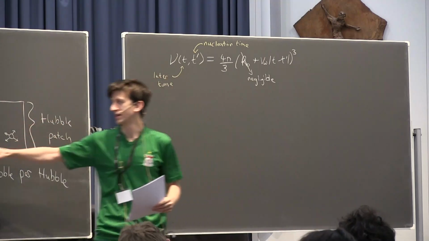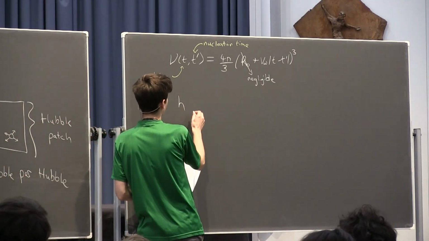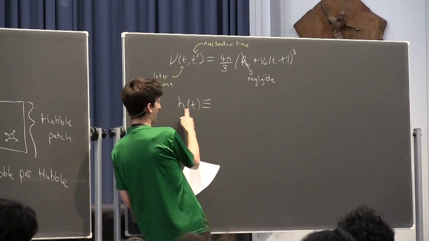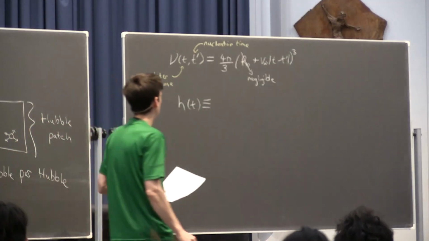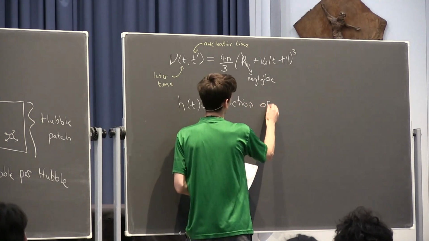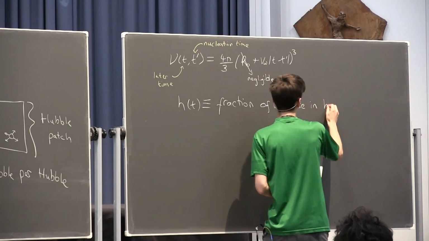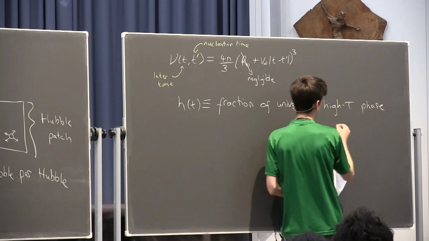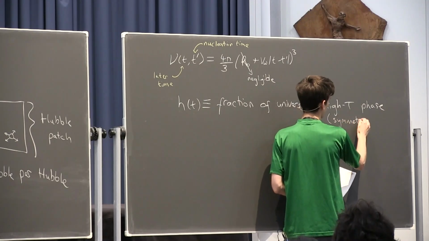Really what we want to know is how much of the universe is in one phase and how much is in the other phase. So let's first define what the thing we want to understand. I'm calling it h of t, h for the high temperature phase, as in the symmetric phase. And this is the fraction of the universe in the high T phase. And in the context of our abelian-Higgs model, this is the one that's normally called the symmetric phase.